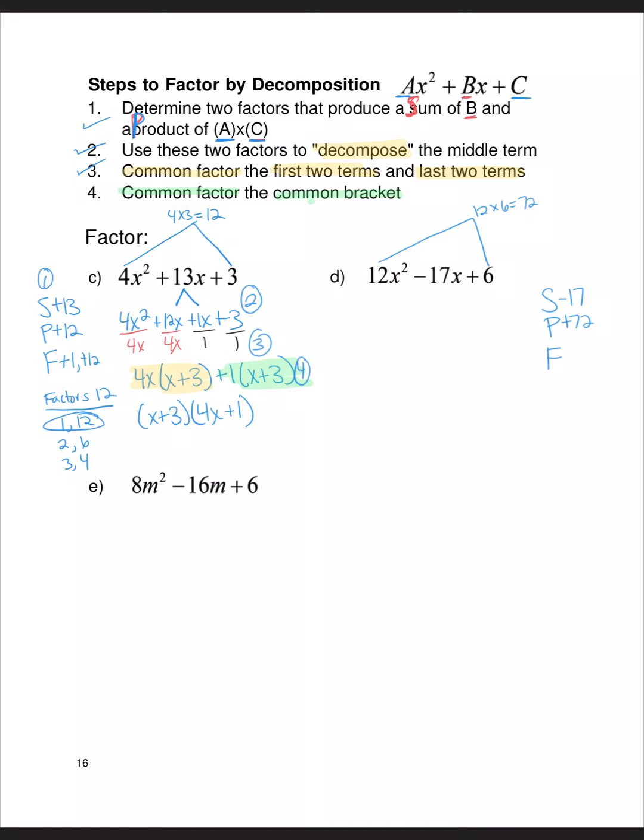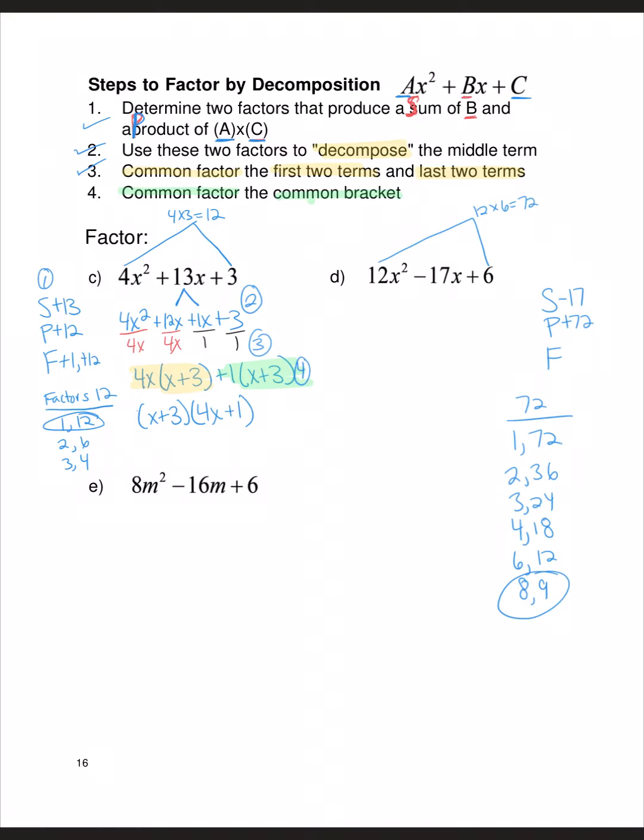Okay, so I'm going to list my factors of 72 because this one might not be as easy to see straightforward. So I have 1 and 72, 2 and 36, 3 and 24, 4 and 18, we have 6 and 12, and finally we have 8 and 9. Okay, well I can quickly look at 8 and 9 and see that that's probably going to be my winner. We just have to figure out the signs on them.